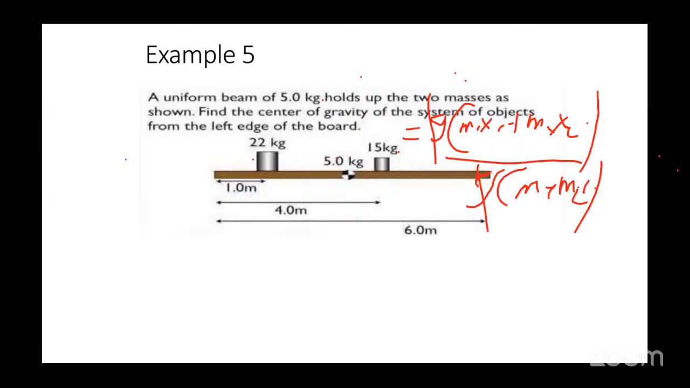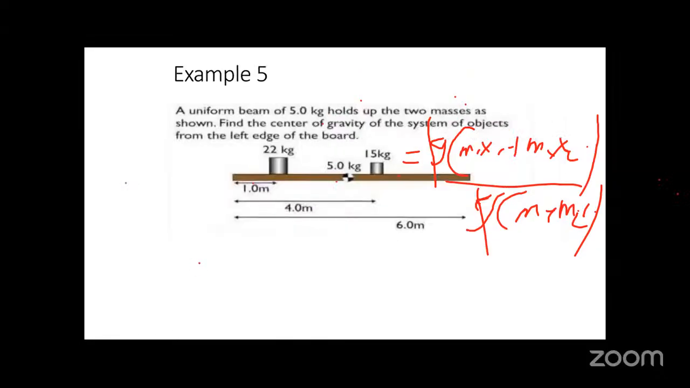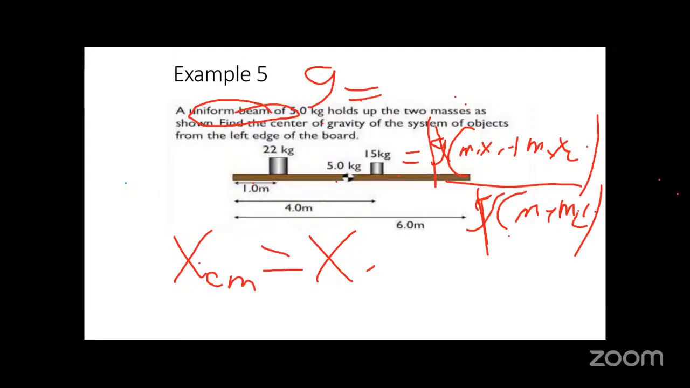However, to solve this problem, since we are told that the beam is uniform, it means that G is the same, both up and down. We have a common G, so the common G will cancel out. Our equation would now be like the center of mass. So here, our center of gravity is equal to the center of mass, and we are going to use the center of mass formula to solve it.